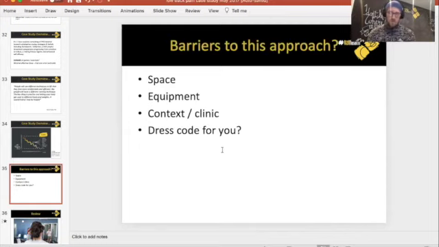Other things that I popped in there is what you're wearing, to be interactive. Are you able to sweat through the day? Are you able to move? I can't speak for your particular clinical environment, but yeah, the clothing that you wear may potentially be a barrier.